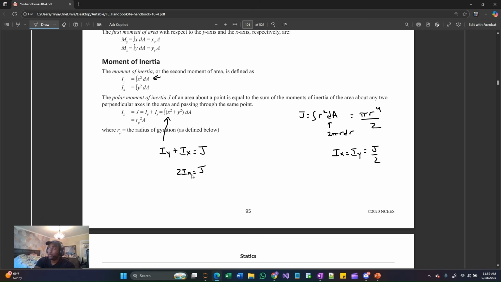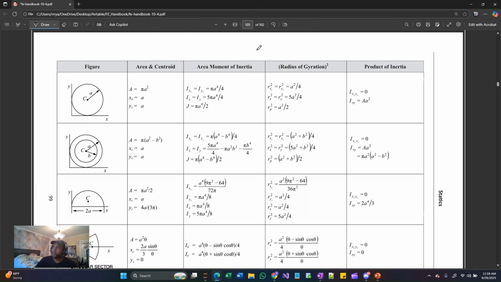Now, if you absolutely hate derivations and you don't remember any of that, you can go to page 99 of the FE reference manual here, and you can find the polar moment of inertia of a circle, or the moment of inertia. That's the moment of inertia we use for our problem, for our Mc over I. So that's where you would find that on page 99 in the statics section.